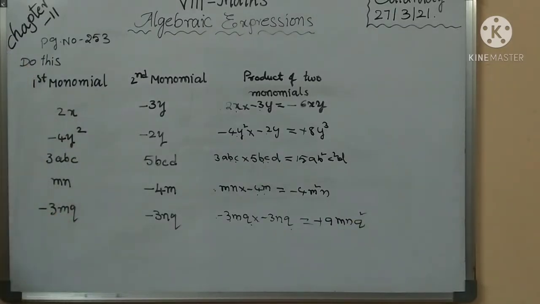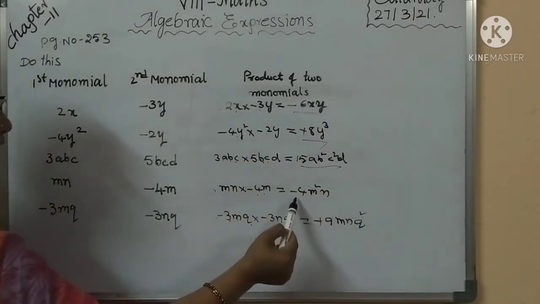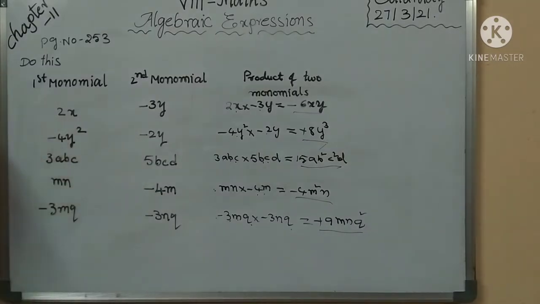The product of the two monomials, once observe that it is only a single term. Are there 2, 3, 4 terms? No, only a single term is there. So what we observe is that the product of two monomials will get a monomial. Understand, children?